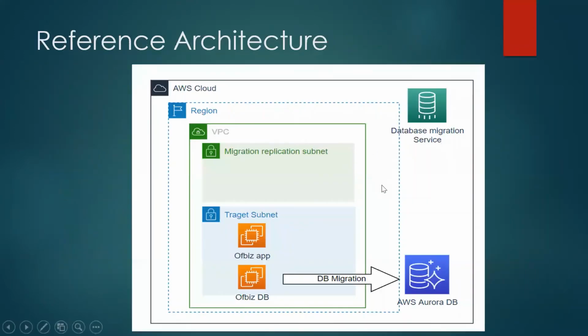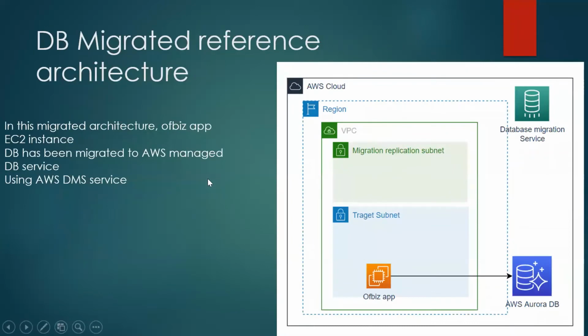This is the reference architecture. Once the migration is done, the OfBiz app will start using the Aurora DB. The migrated OfBiz app is on EC2 and the database has been migrated to an AWS managed DB service. Using the DMS service, we will migrate the database from the EC2 instance to AWS Aurora DB. So that's at a high level what I'm going to cover in this.